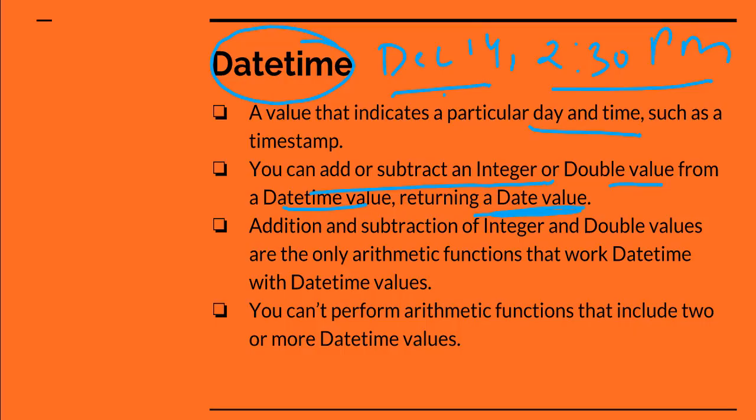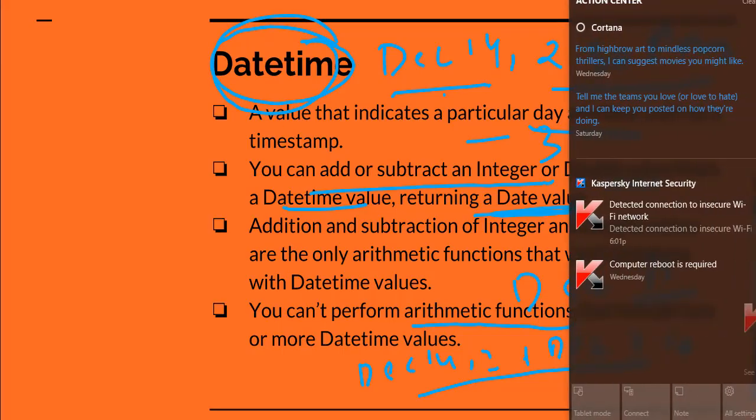So you can say December 14, 2:30 p.m. minus 3, and that will be equal to December 11. You can do something like that. You cannot perform arithmetic functions that include two or more date time values, meaning you cannot say December 14, 2:30 p.m. plus December 16, 7:10 p.m. That is not allowed in the case of date time. In a date time, you will have a date as well as a time.